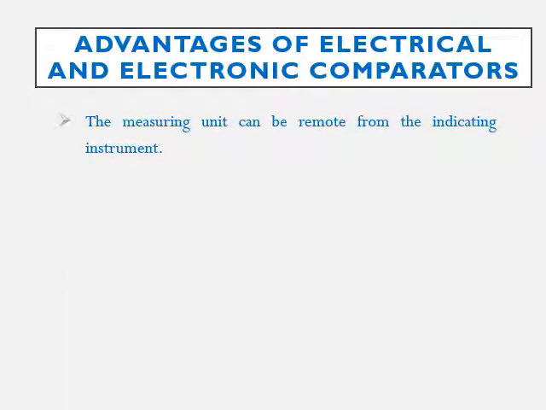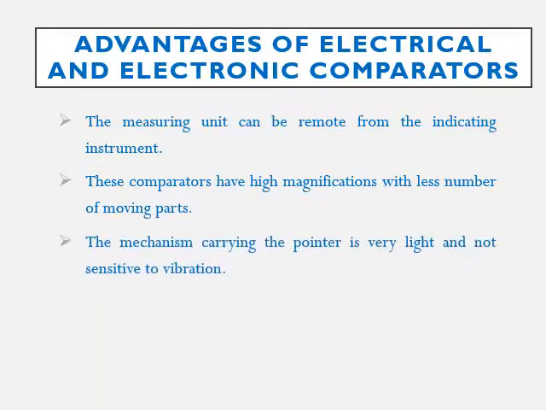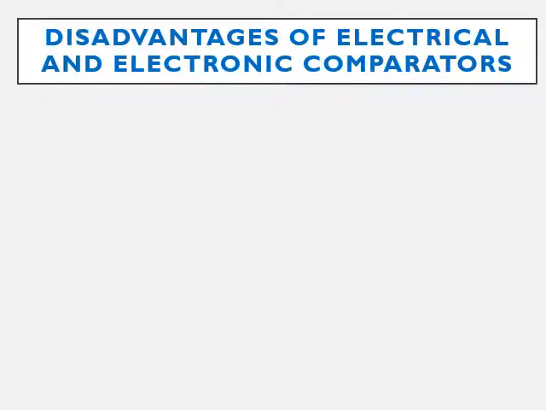In general, the advantages of electronic and electrical comparators: the measuring unit can be removed from the indicating instrument. It can be operated in a remote manner. Further, these comparators have high magnification with a smaller number of moving parts. When we say that there are fewer moving parts, it enhances the accuracy of the measurement. The mechanism carrying the pointer is very light, which makes it not sensitive to vibration. The measuring unit is compact and it can have several magnifications.